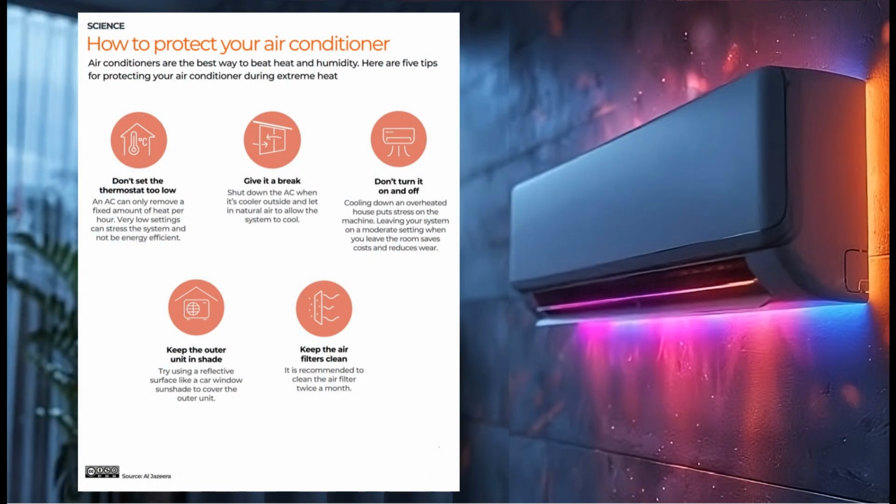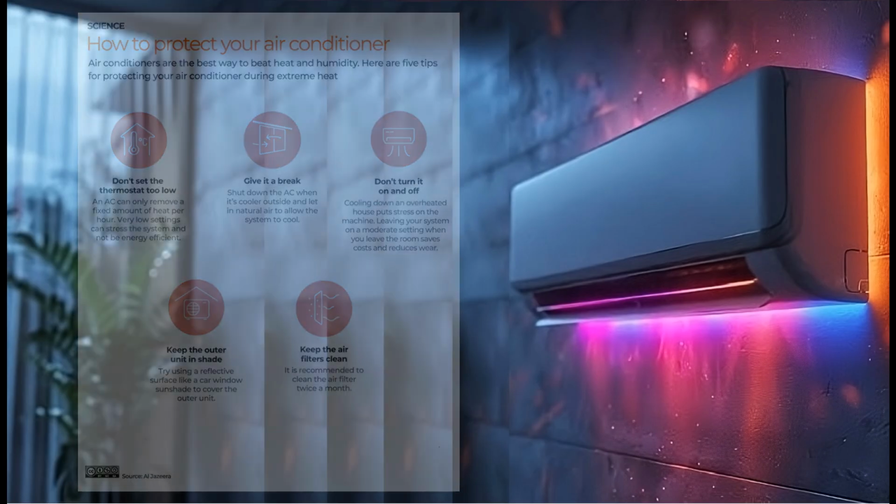How to protect your air conditioner. Air conditioners work hard during the hottest months, and proper care can prevent breakdowns, lower energy use, and extend the life of the system. Here's how to keep yours running smoothly. Don't set the thermostat too low. Keep the air filters clean. Give it a break. Don't keep turning it on and off. Keep the outer unit in the shade.